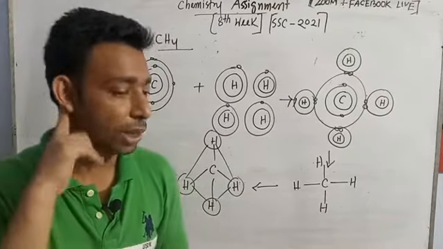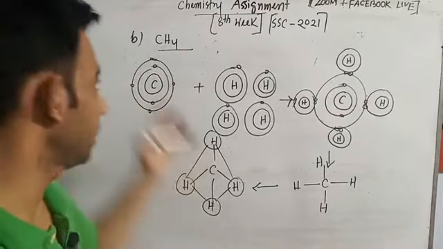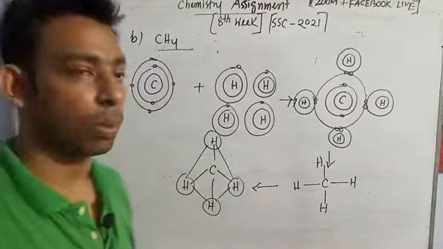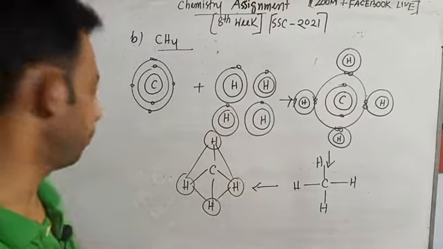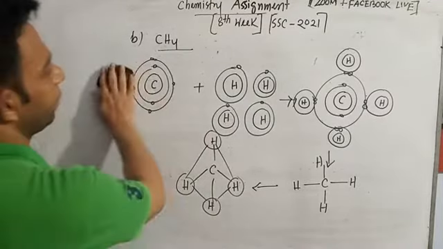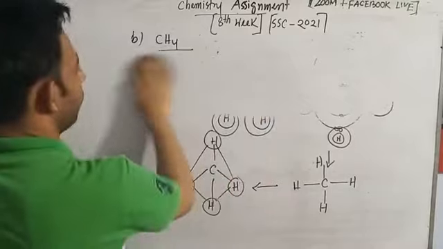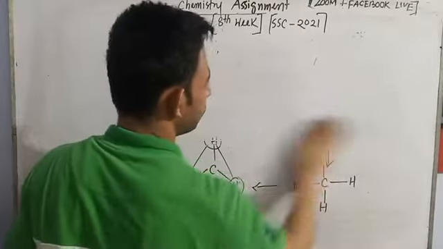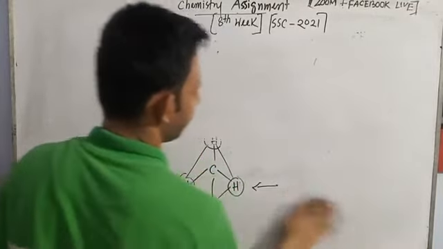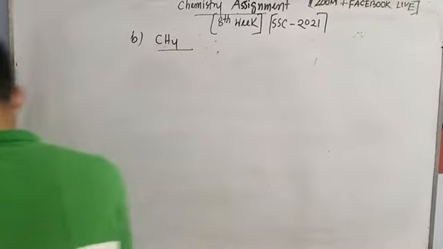Now we will explain the polarity in the B number question, the second part. I think you understood this one. Polarity.